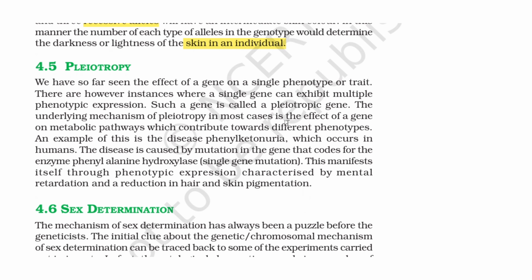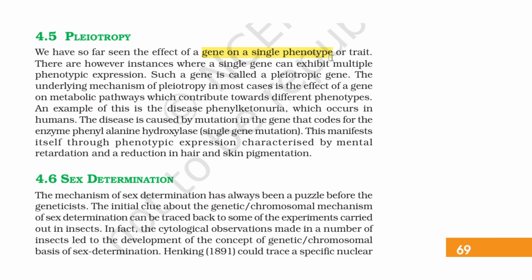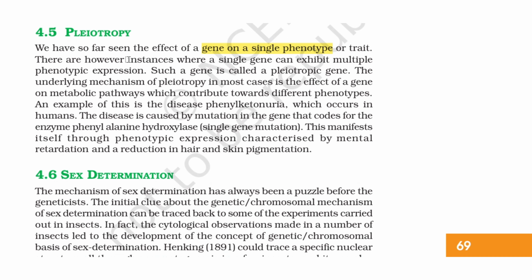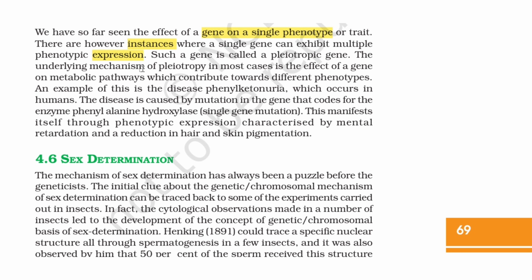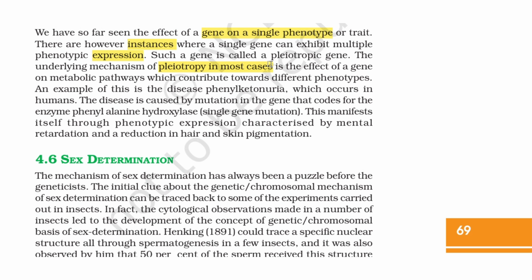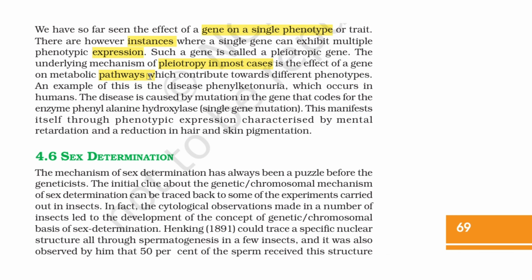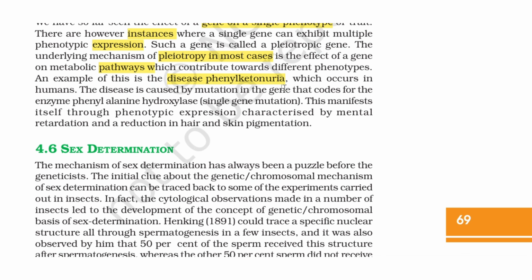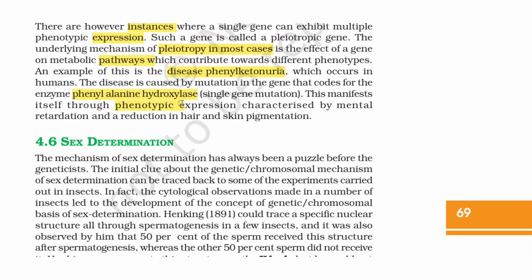Pleiotropy. We have so far seen the effect of a gene on a single phenotype or trait. There are, however, instances where a single gene can exhibit multiple phenotypic expression. Such a gene is called a pleiotropic gene. The underlying mechanism of pleiotropy in most cases is the effect of a gene on metabolic pathways which contribute towards different phenotypes. An example of this is the disease phenylketonuria, which occurs in humans. The disease is caused by mutation in the gene that codes for the enzyme phenylalanine hydroxylase, a single gene mutation. This manifests itself through phenotypic expression characterized by mental retardation and a reduction in hair and skin pigmentation.